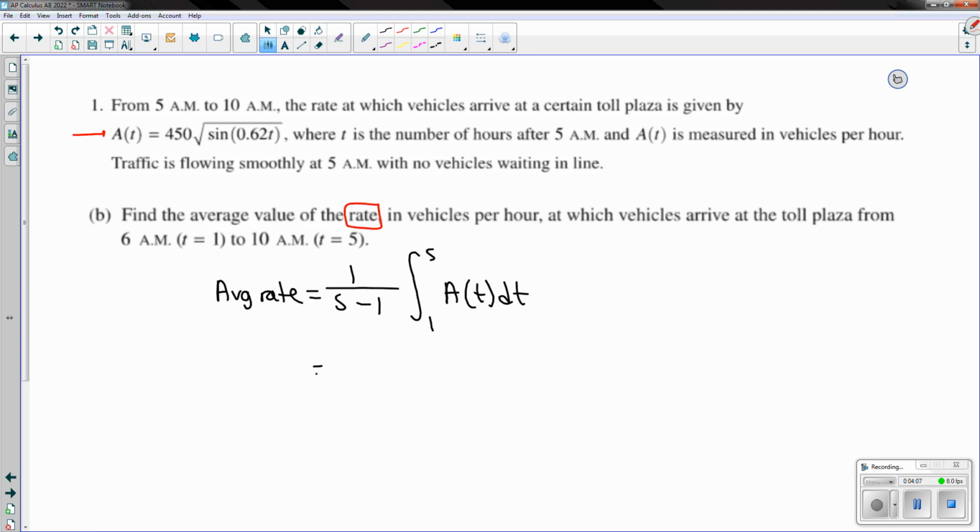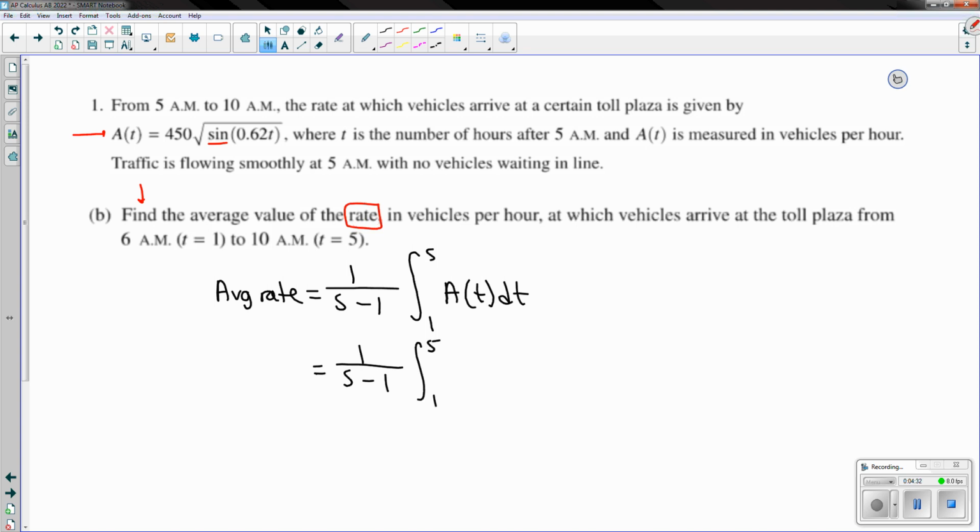Now this, we actually have to make the computation. It does ask you to find the average value. So we're going to be going to our calculator here. And one thing to take note of before we make this computation is we are dealing with a trig function in this problem. So we should have our calculator in radian mode for the AP exam when working with trig functions. So we're going to have 1 over 5 minus 1.